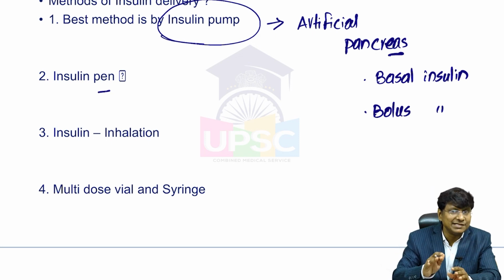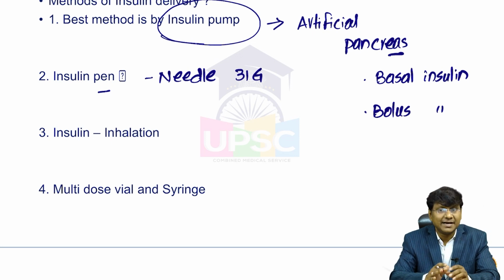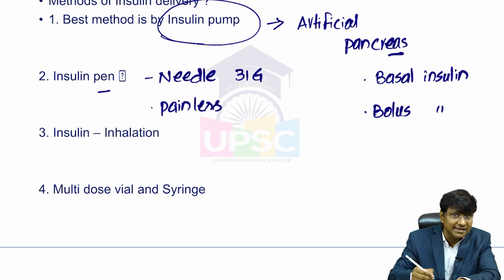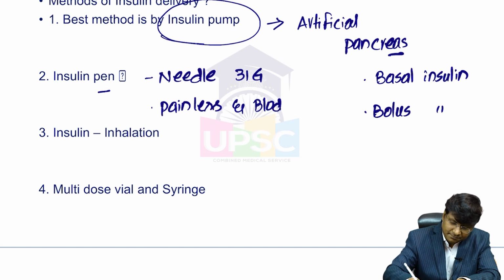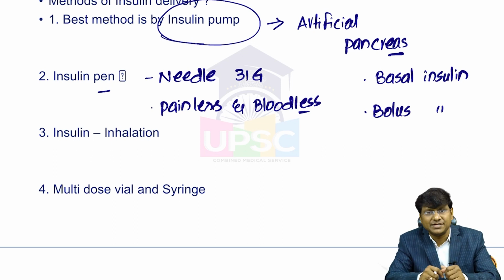Then next is the insulin pen. In the case of the insulin pen, the needle that we use is the 31 gauge needle. Why are we using this 31 gauge needle? Because this particular needle is painless as well as bloodless. So that is the reason why we use the 31 gauge needle.